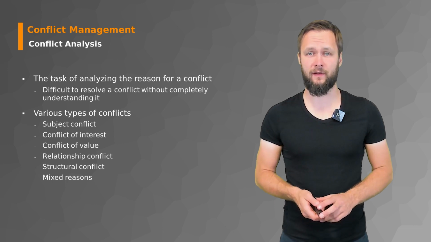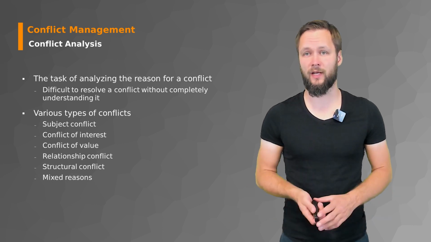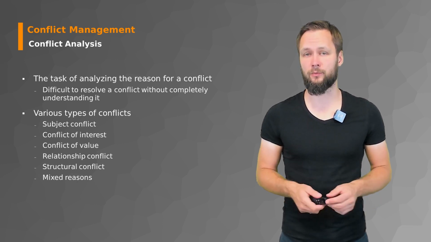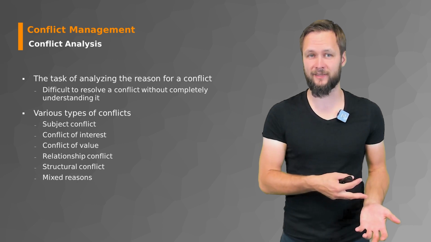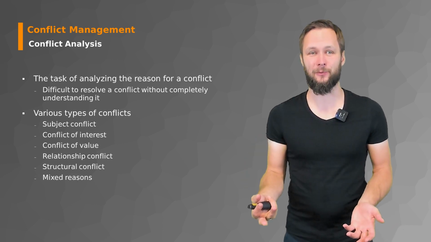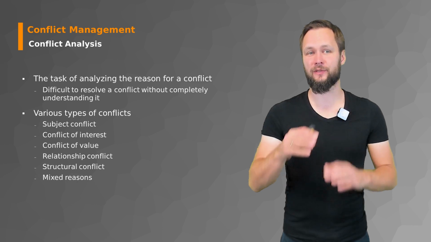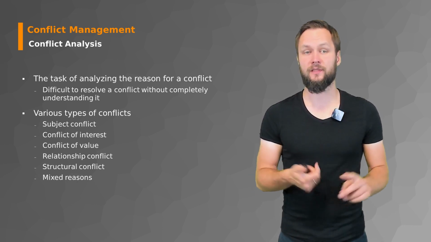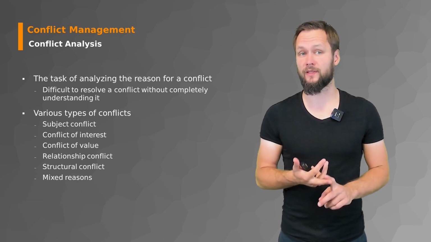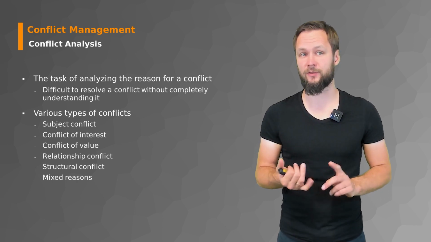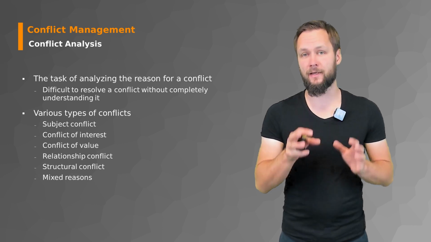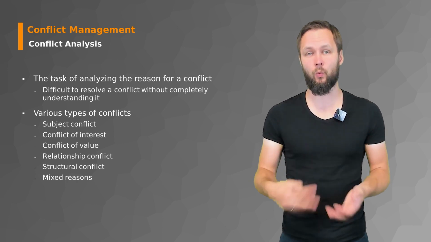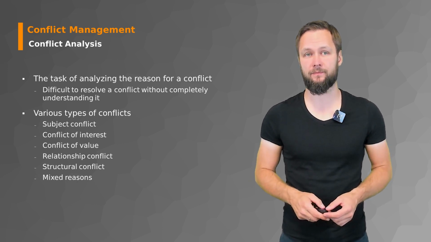Once you identified a conflict, it's time to analyze it. The task is quite difficult, but it's super important, because if you do not understand the conflict, how do you plan to resolve it? The first thing you can do is think about what type of conflict it is. Is it a subject conflict? Is it a conflict of interest, for example, or a conflict of values? Is it a relationship conflict, a structural conflict, or are there many pieces and components part of this conflict? So why, where, and how did this conflict appear?